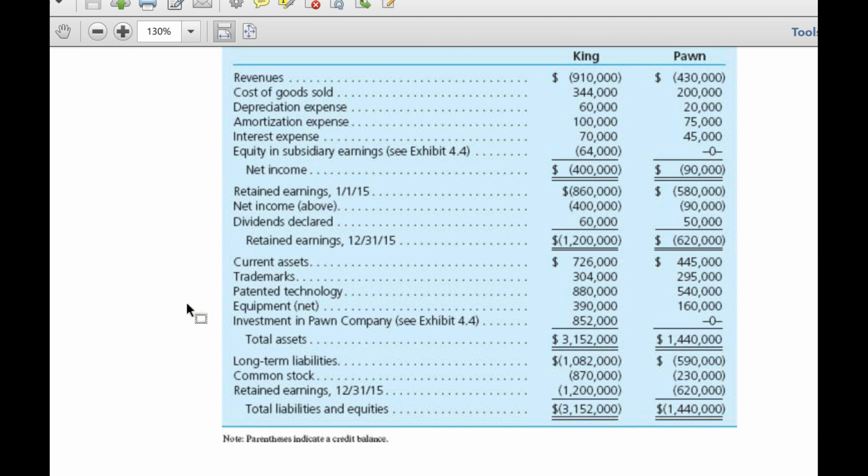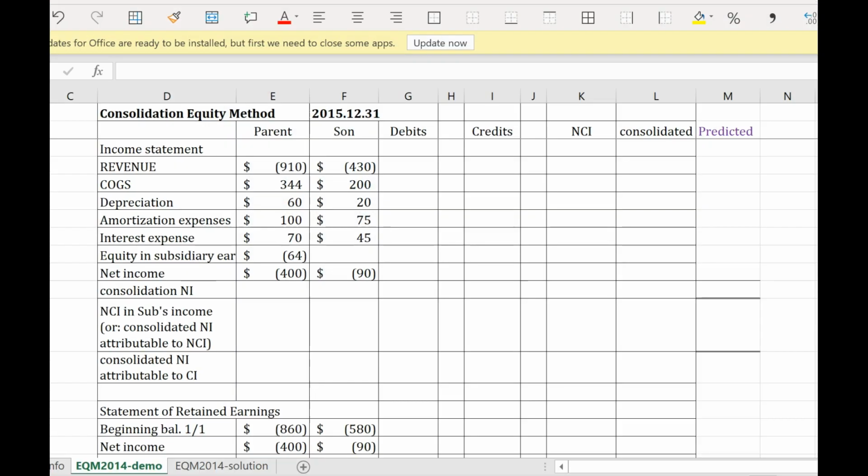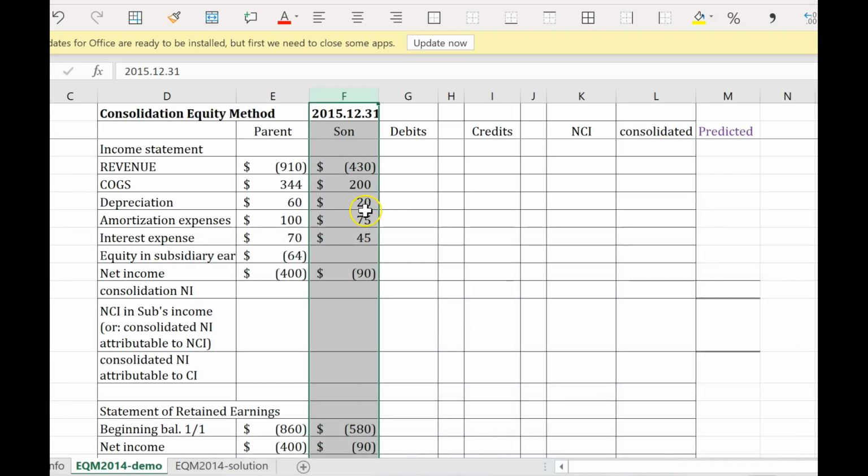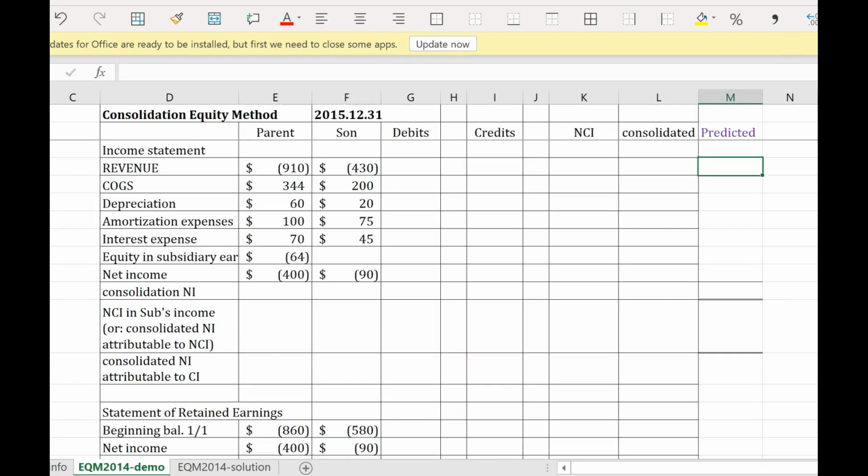Now in the next part, I'm going to switch to Excel, and I'm going to use the worksheet format to discuss. So this is the worksheet. The first two columns come from the blue sheet I just showed you in the documents. So these numbers I copied and pasted to these two columns. And there are debits and credits for the adjustment, and there is an NCI column to calculate the NCI beginning and ending balances. I also have a predicted column for myself, just to predict all the numbers and see whether my consolidated numbers are the same as my prediction.